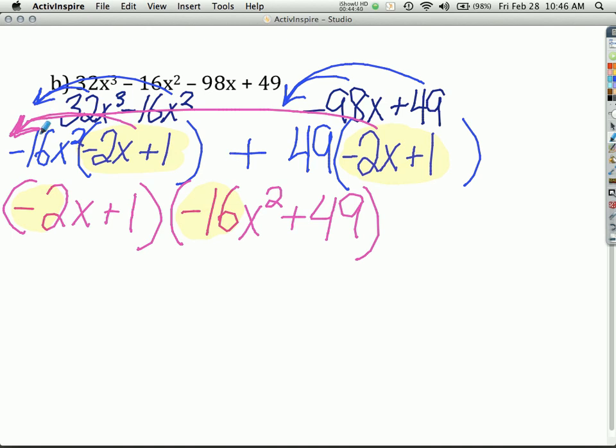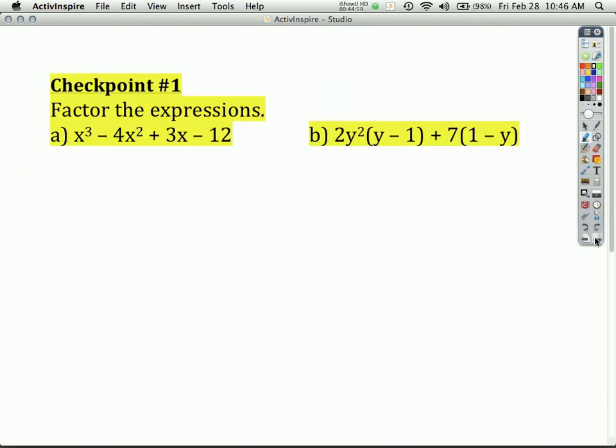But again, I don't want to mess up. That's not my focus right now. We're going to actually focus on that a little bit later. My focus right now is trying to find the common factor. So I'm okay leaving it the way it is. All right? Comments, questions, concerns?